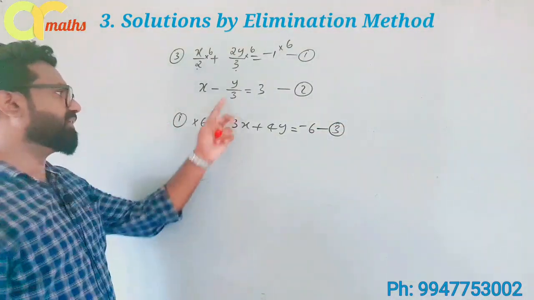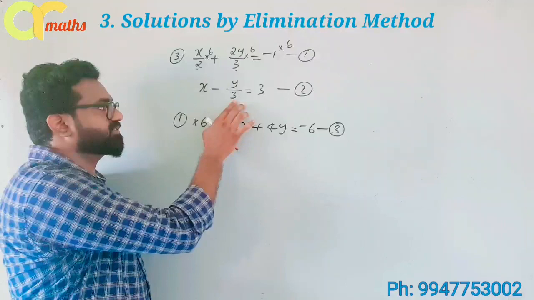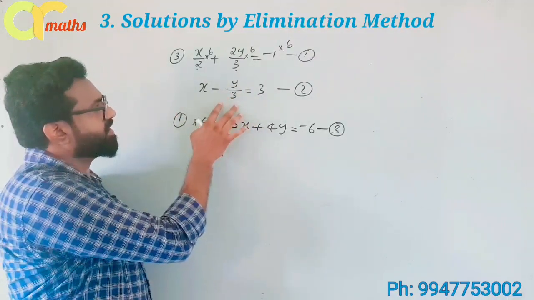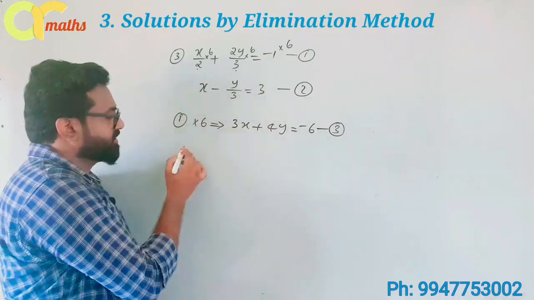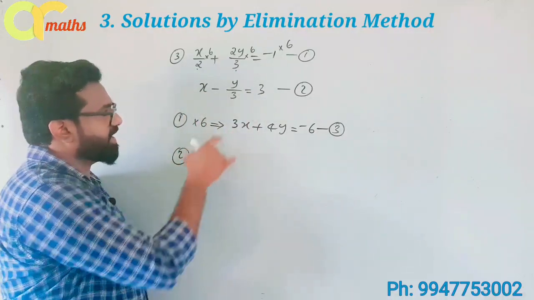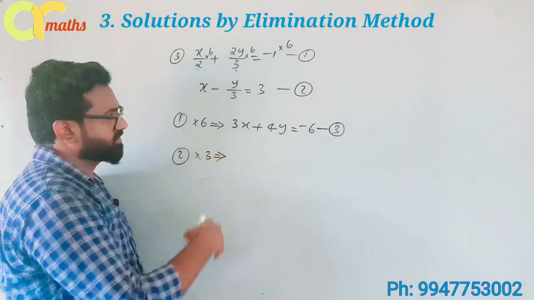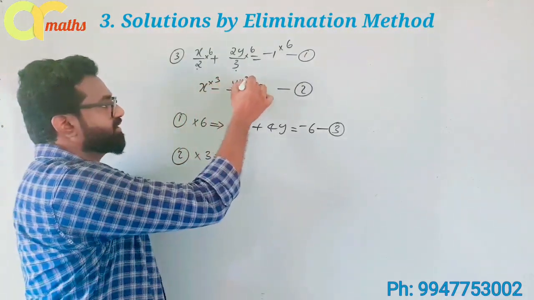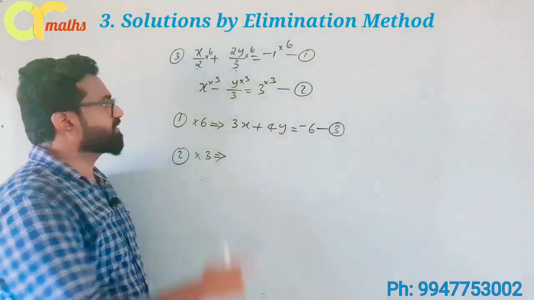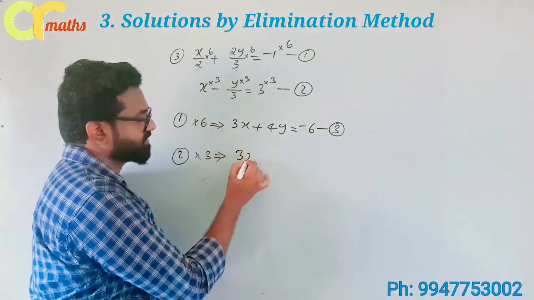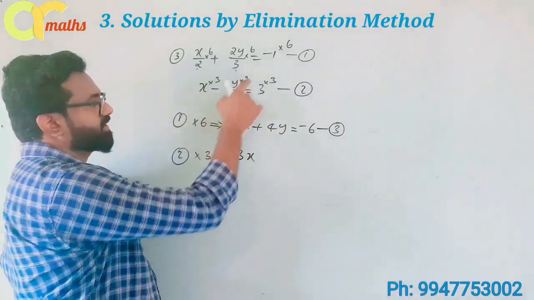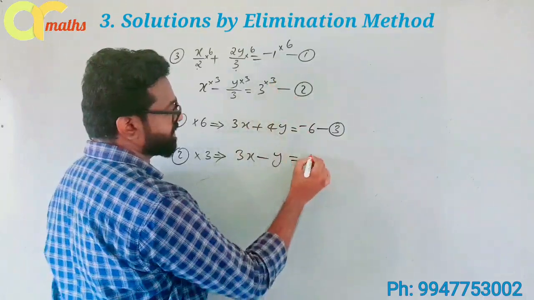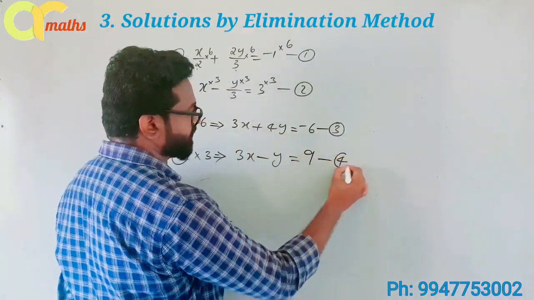Next here divide by 3. How to cancel divide by 3? Just multiply by 3. Here we don't need to find the LCM, only 3. So, equation 2 multiplied by 3. Ready? Then here into 3, into 3, into 3. What is the answer? x into 3, 3x. 3, 3 cancel, then y. Here 3 into 3, 9. You got another equation, the fourth equation.